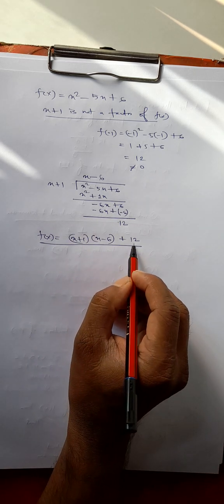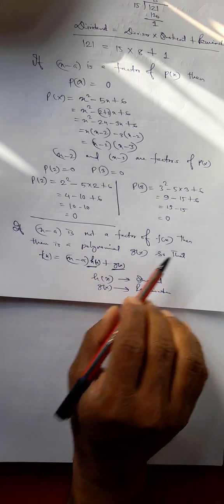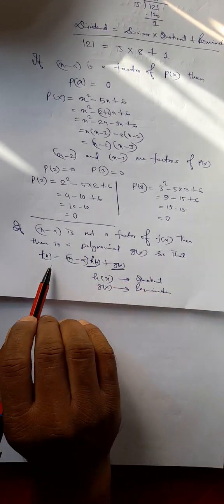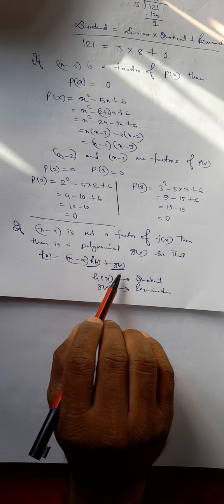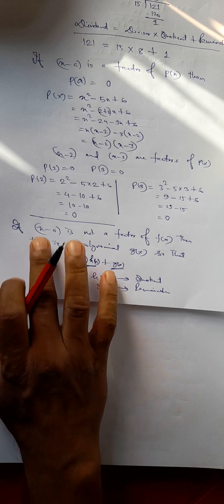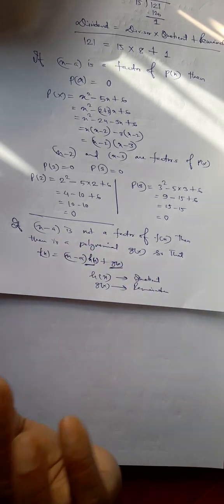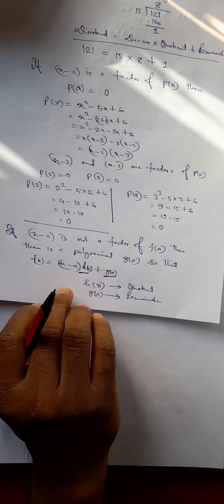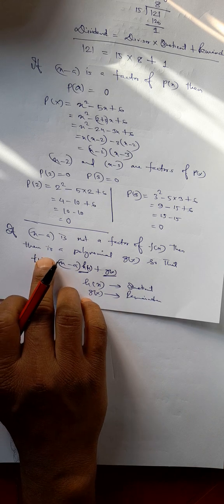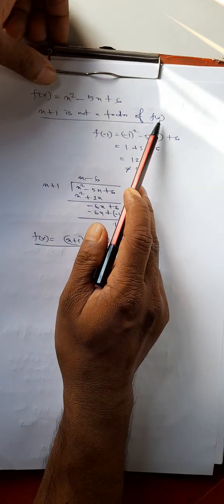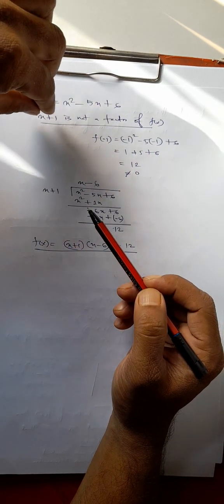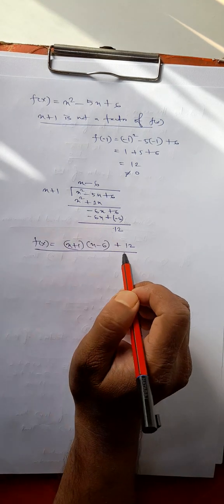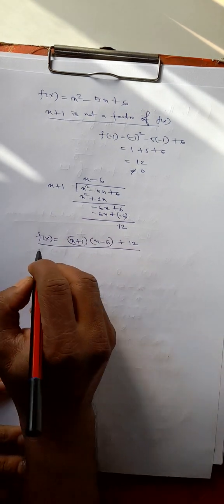That means x plus 1 is not a factor of this polynomial, and we find some remainder. The remainder theorem says, if x minus a is not a factor of f(x), then there is a polynomial g(x) so that f(x) equals (x minus a) into h(x) plus g(x). That means you will find another polynomial g(x), which is called the remainder of the polynomial after dividing f(x) by x minus a. When you divide this polynomial by x plus 1, you got some remainder. That remainder is 12.